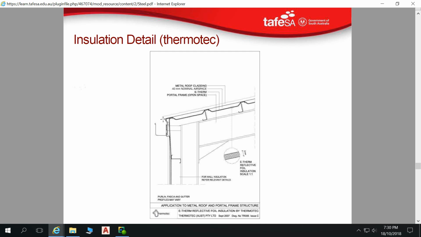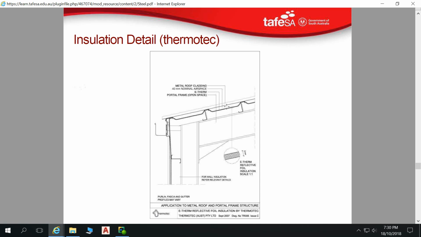Also, this is an insulation detail. Where's our insulation in that? Our E-therm. Oh, right, so it's really thin insulation. It's reflective foil insulation. You'll typically see that with your portal frame construction. I think if we look out, as we walk out of TAFE here, you'll see the reflective foil insulation in the structure doing the same thing.